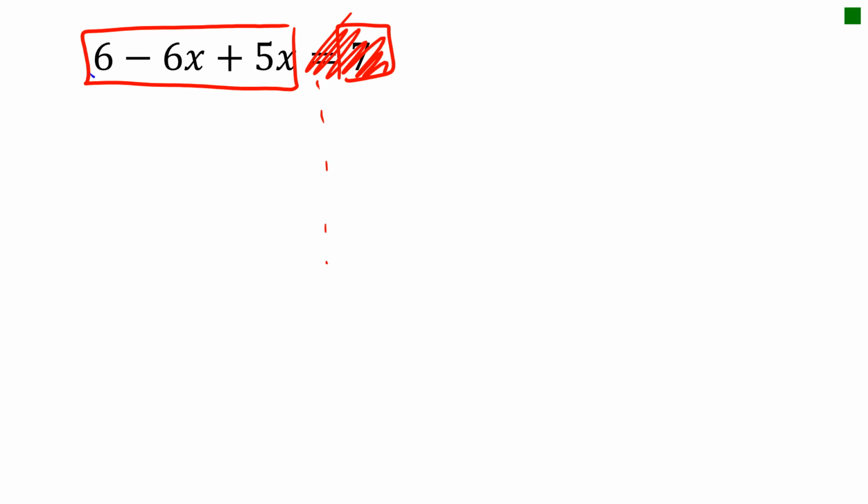I've got a number, I've got a variable, and I've got another variable. Question: are the variables the same? X and X, yes they are. So over here in my head, I'm going to take the negative 6x plus 5x, and I'm going to combine them.